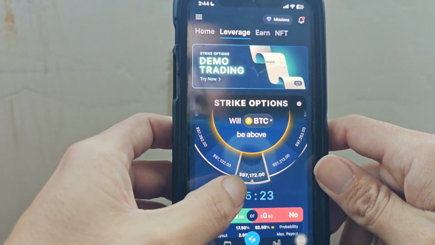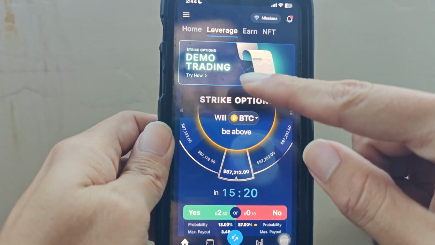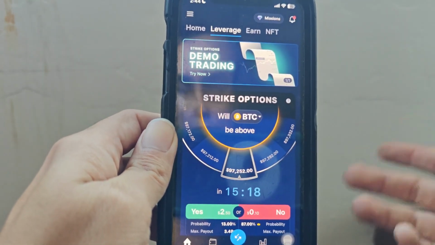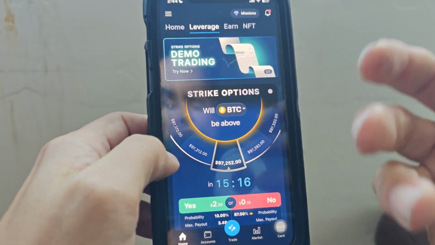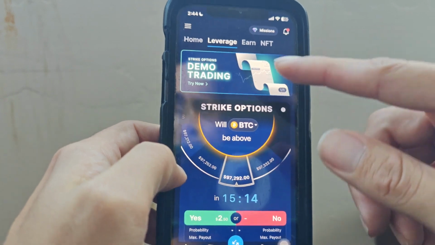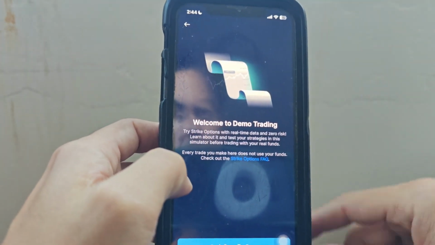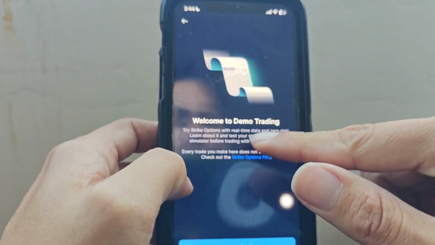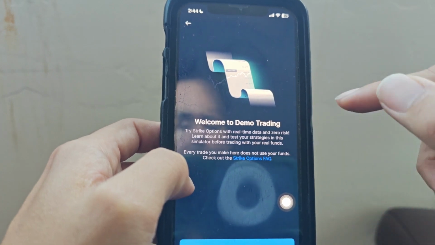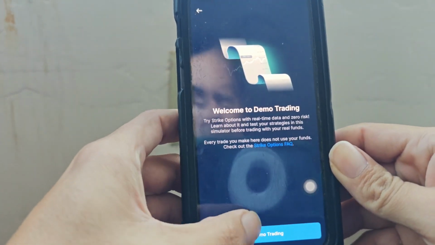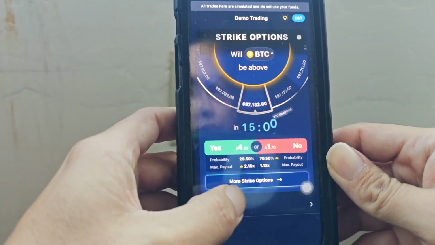Basically telling information about this. And what's awesome is they have demo trading. So demo trading, if you want to play around with it, get consistent, get a feel for it, you can actually do demo trading. You click right there, and it's real-time data and zero risk because it's not real money. You click begin demo trading, and I definitely recommend this for people starting.